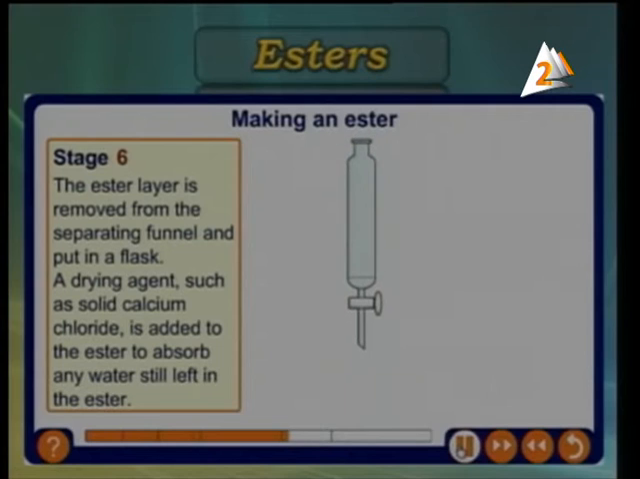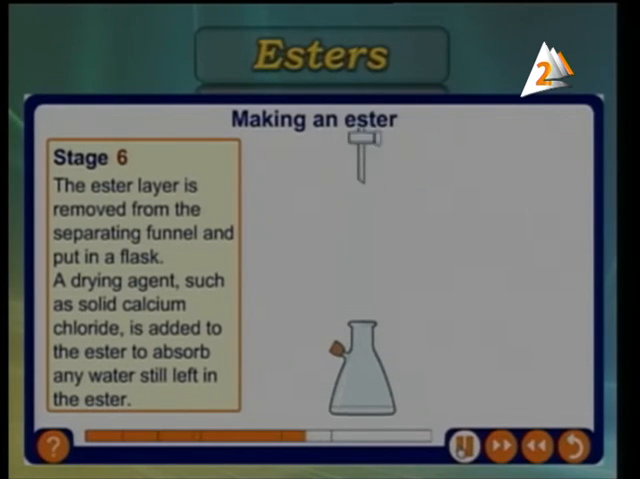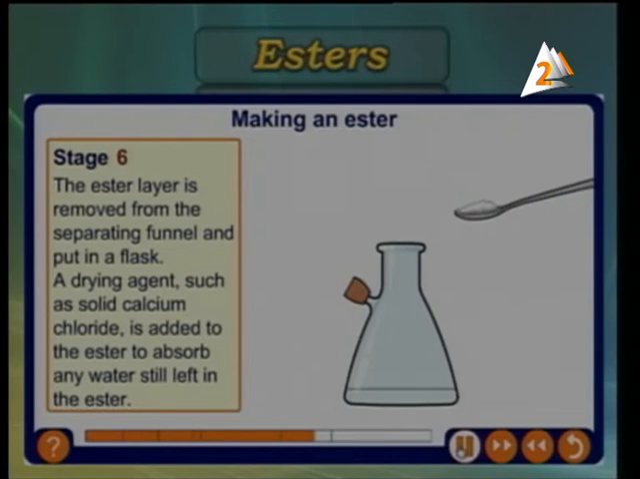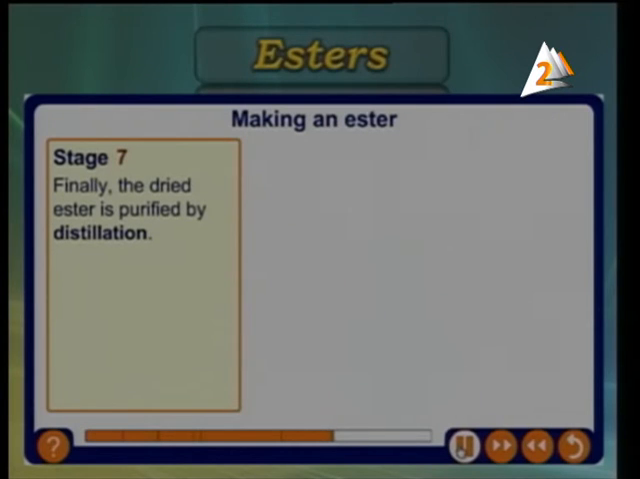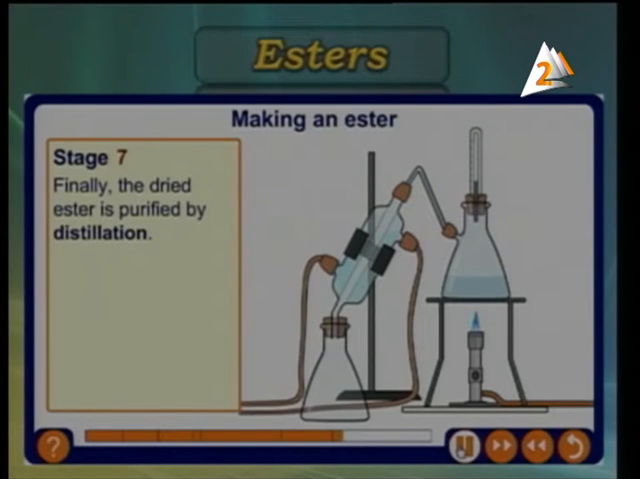And after that, the ester is collected here and put in another flask, and we add some drying agent such as solid calcium chloride that absorbs the most amount of water found in this compound, like H2SO4 first. Finally, we have dried this ester and purified it by a distillation system.